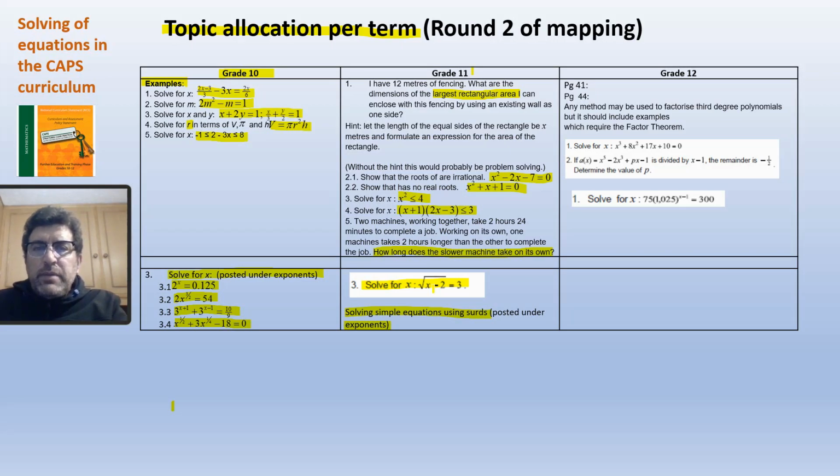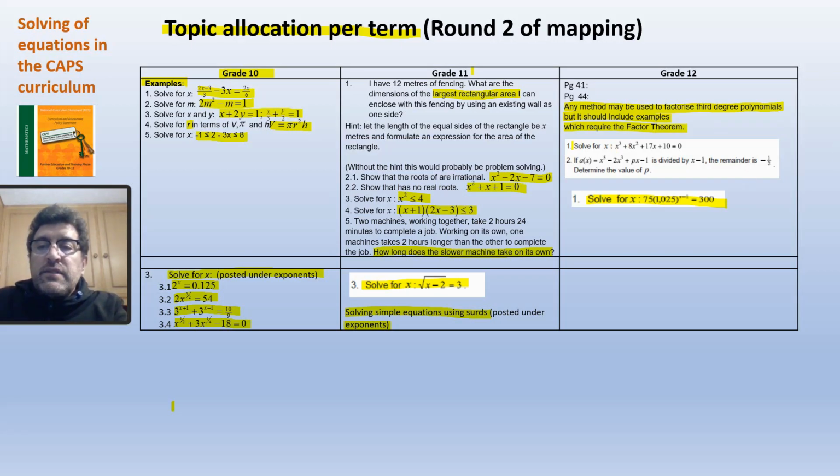Now remember in the previous slide I had a big question mark here, and look at what pops up in grade 12. The solving of an exponential equation that uses logs. That was on page 41, I think. Page 44, they say any method can be used to factorize third-degree polynomials, but should include examples which require the factor theorem. Now that's interesting. First time it's mentioned that you need this information when you work with calculus and cubic curves.